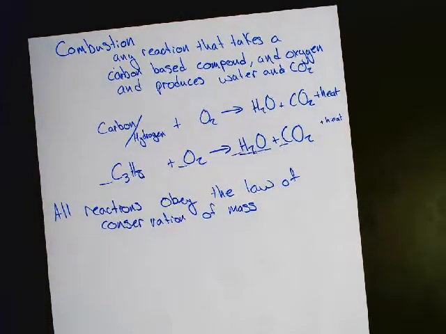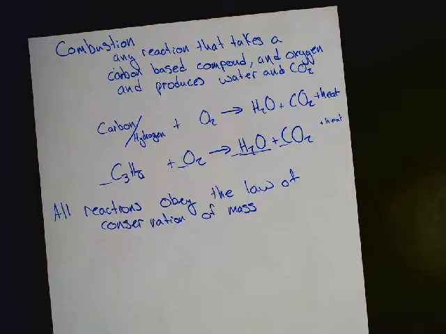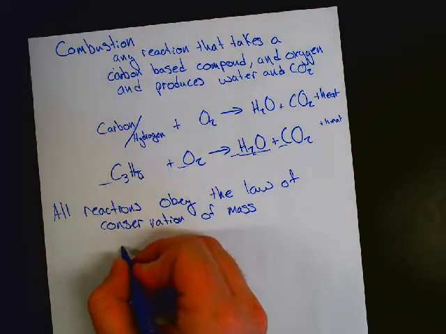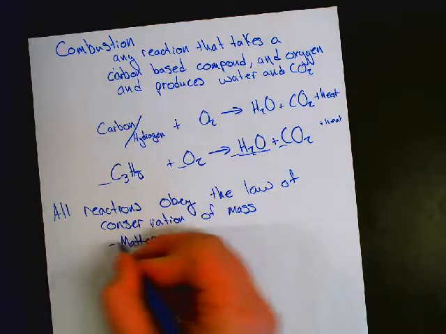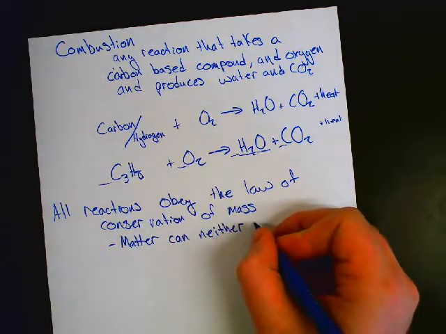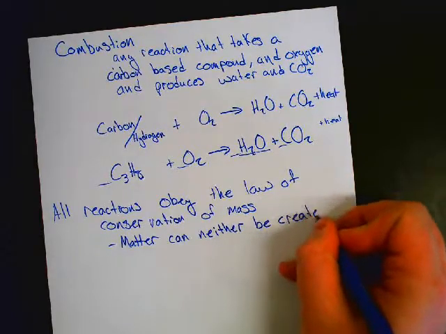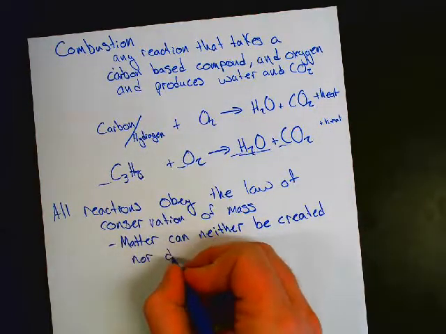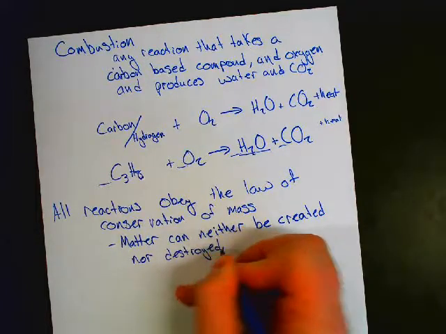Okay, well, what's that? The law of conservation of mass tells us that matter cannot be created and cannot be destroyed, but it can change forms. So when we have a certain amount of matter, whatever we do to it, we have to wind up with the exact same amount of matter, no matter what we're doing to it. So matter can neither be created nor destroyed, but it can change forms.